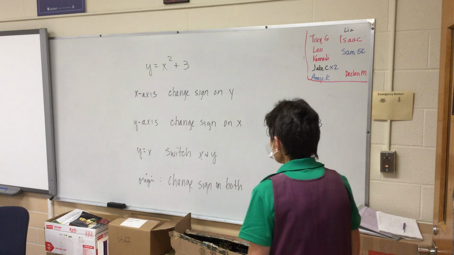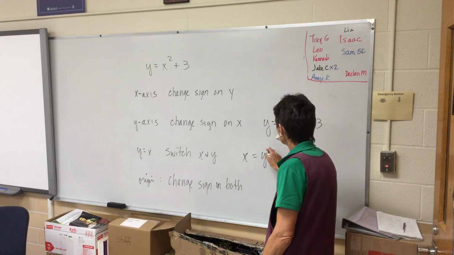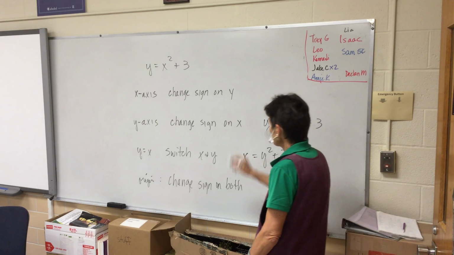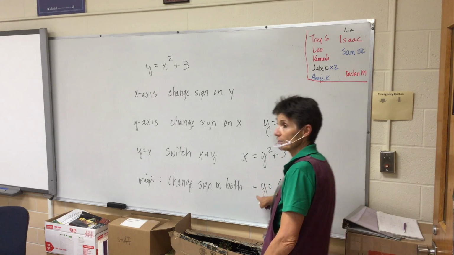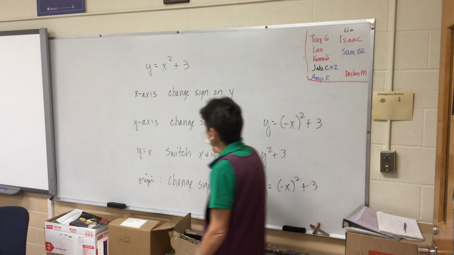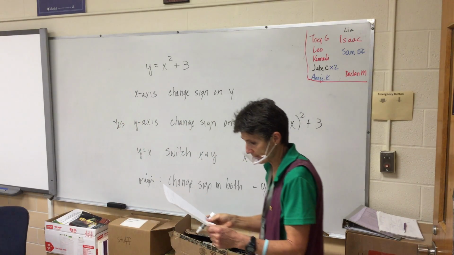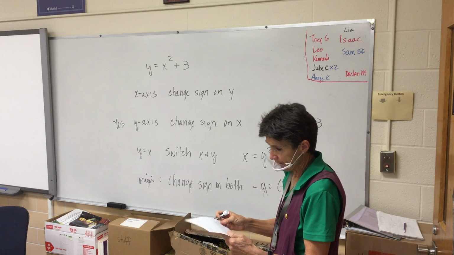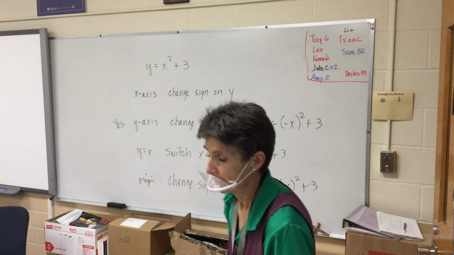It does not have any of the others because, as Liz pointed out, if I switch these, clearly that's a different equation. And if I change both signs, I'm going to be left with a negative here that's not in the original. So the only symmetry this one has is y-axis. Let's look at F, Liz. Turn over the page. Let's look at F.